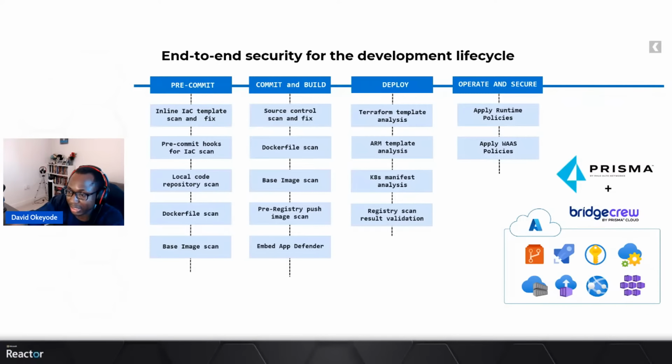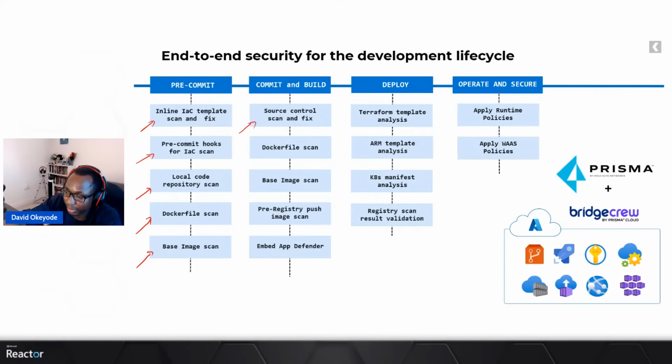From the pre-commit stage, you have your infrastructure as code scan and fix check. You have your pre-commit hooks that you're using for infrastructure as code assessment. From a local development system, you can implement things like a local code repository scan. There are different tools that you can use for that. For Dockerfiles that developers are using to build the container images, you're implementing a Dockerfile scan there. And you're also assessing the application and the dependencies in the base images that you're using.